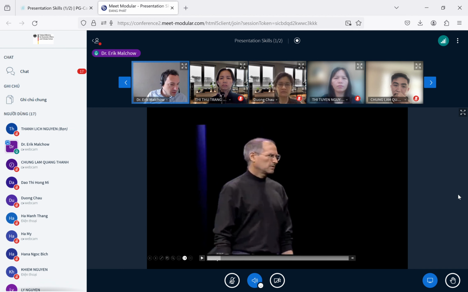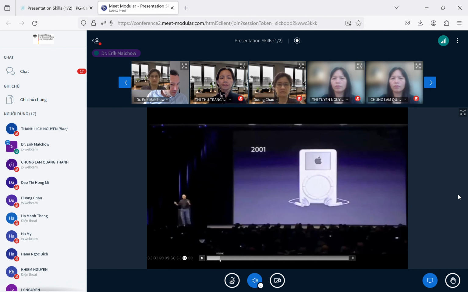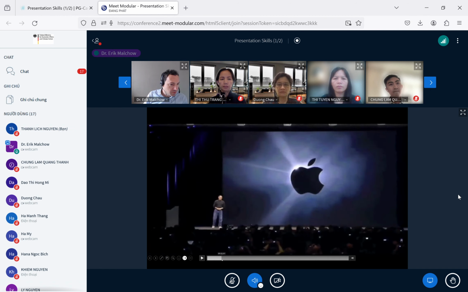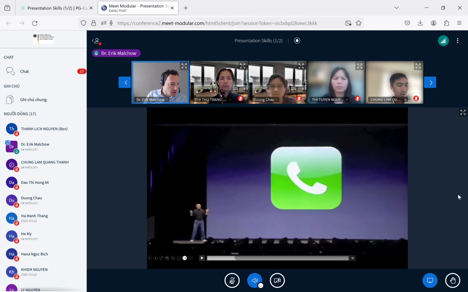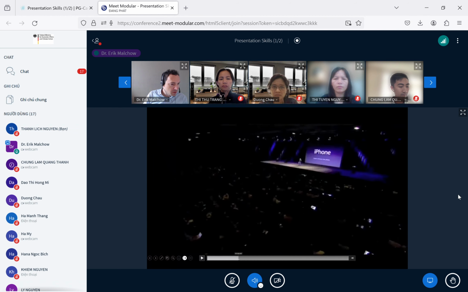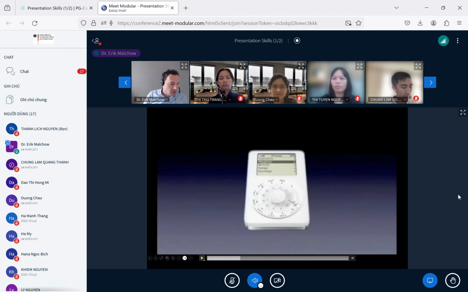Later he makes a joke also. So this is his joke, also using some humor here. Of course, the iPhone doesn't look like that.